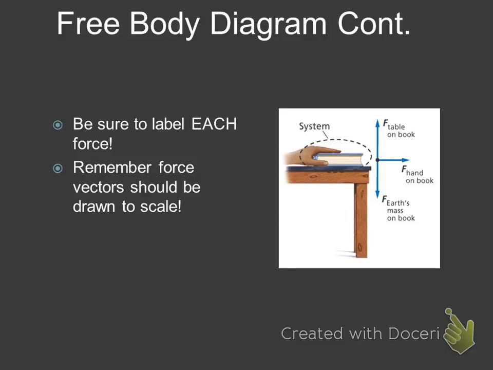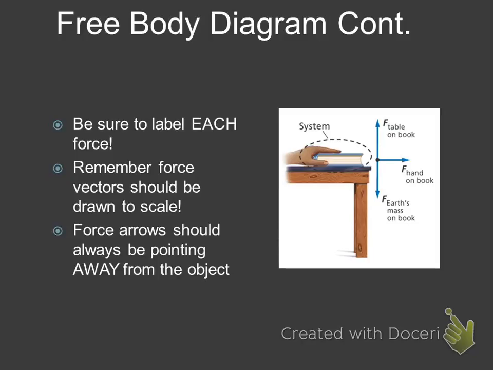Force vectors should be drawn to scale. That means if two forces are equal to each other, you need to draw them equal to each other. If one force is substantially bigger than the other, you need to draw it substantially bigger. Okay, we're not talking about getting out your ruler and measuring to scale. I mean in a general scale. So give them a proportion. Force arrows should always be pointing away from the object. I just made a note about that, but that's really important.